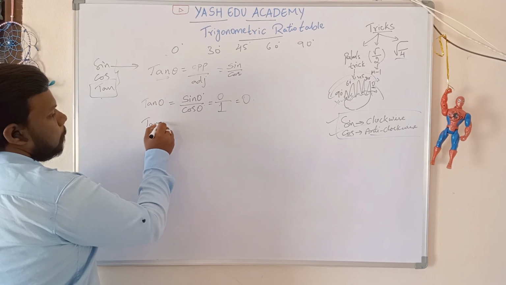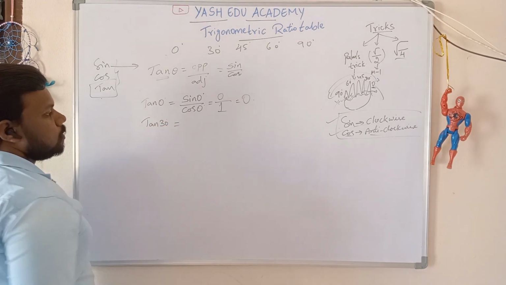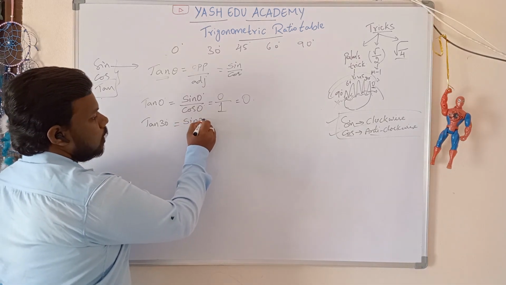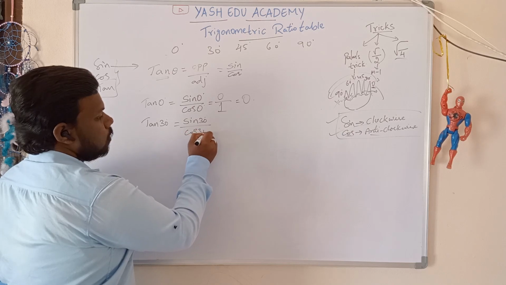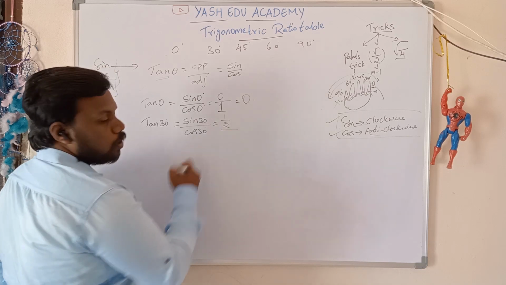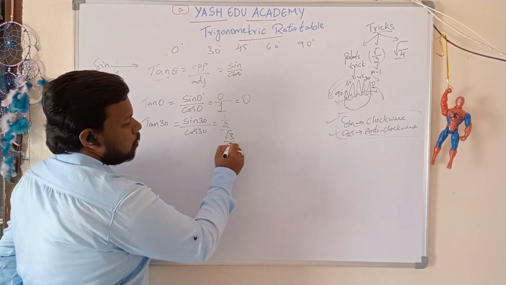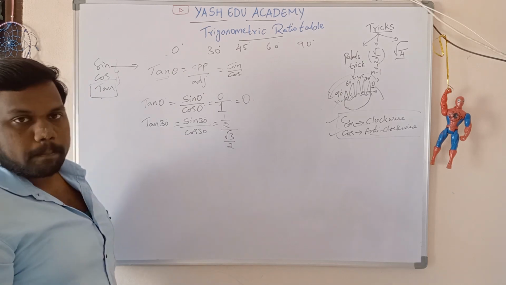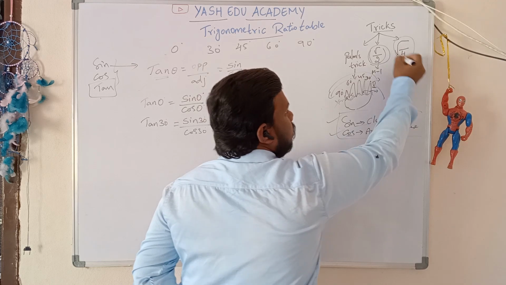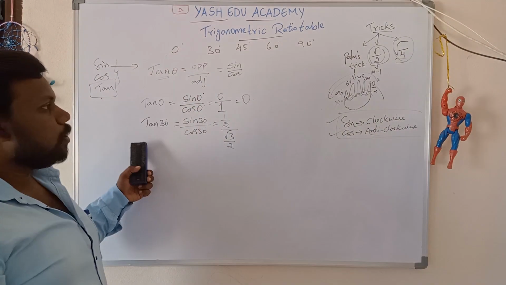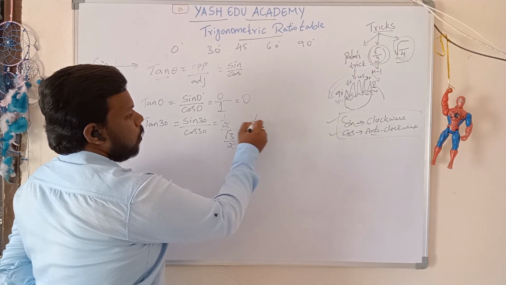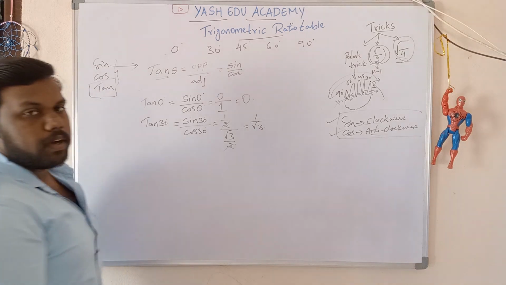Now tan 30 degrees. Tan 30 is sin 30 by cos 30. So sin 30 value is 1 by 2, and cos 30 is root 3 by 2. Here I am not using these tricks, root of by 2 and whole root by 4. For tan we don't need such methods to find it. So 2 and 2 get cancelled, and 1 by root 3 is the final output.